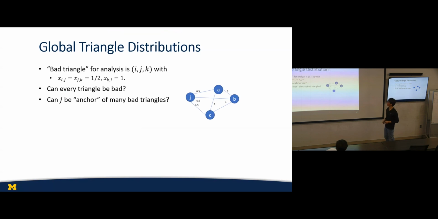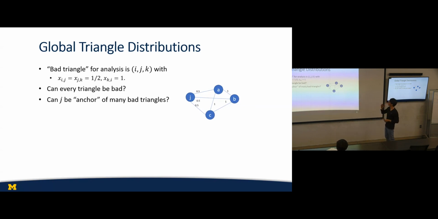But our question is, can it be? Because we are using the fact that we are looking at the complete graph. If you look at the complete graph with the distances on these vertices, we're asking the question: can every triangle be a bad triangle? For example, if you look at this picture, J is an anchor of many bad triangles. JAB is a bad triangle, JBC is a bad triangle, JAC is a bad triangle. So can you see what's the issue with this picture?